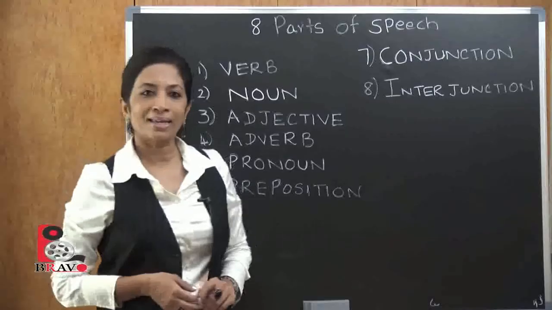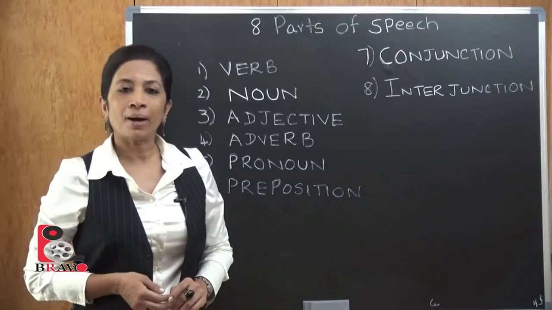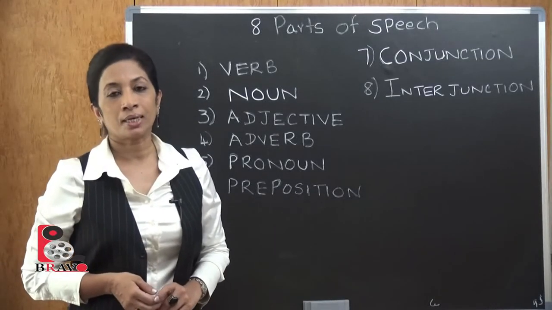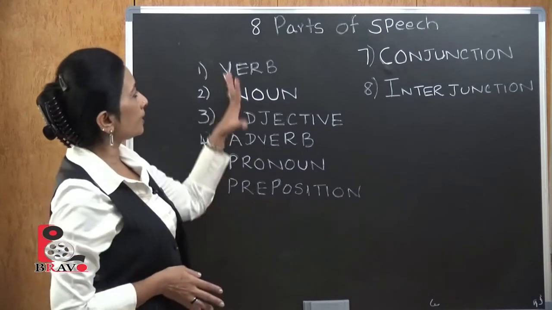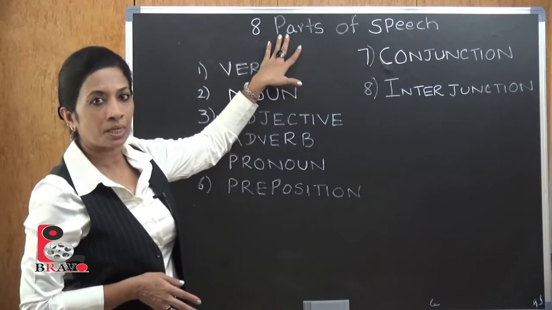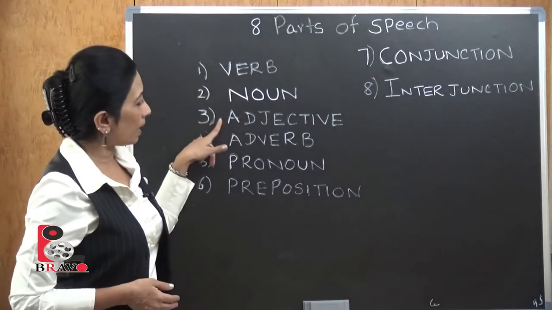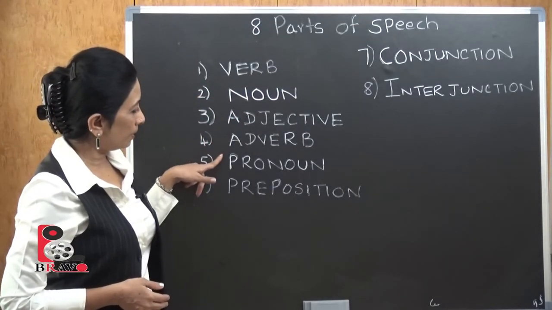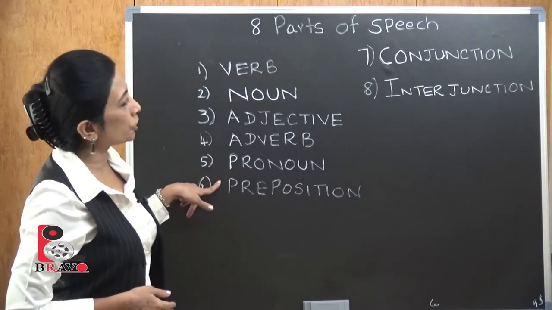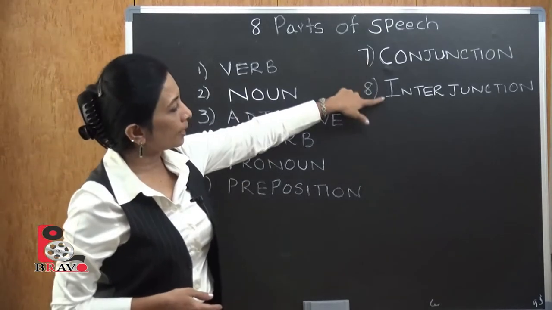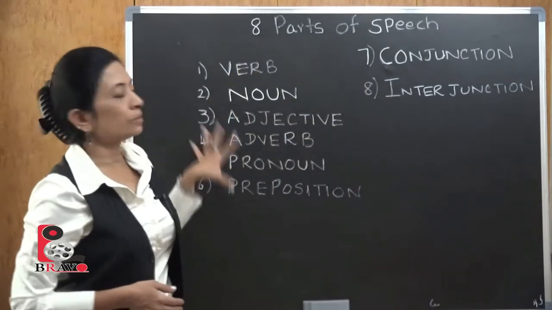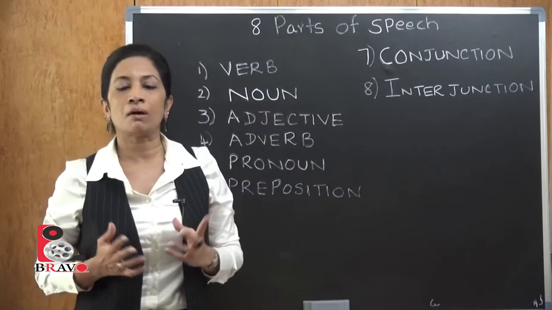Today we are going to learn the 8 parts of speech in English. In English grammar, there are 8 simple parts of speech that we use commonly. The first one is the verb, noun, adjective, adverb, pronoun, preposition, conjunction and interjection. These are the 8 widely used parts of speech of English.